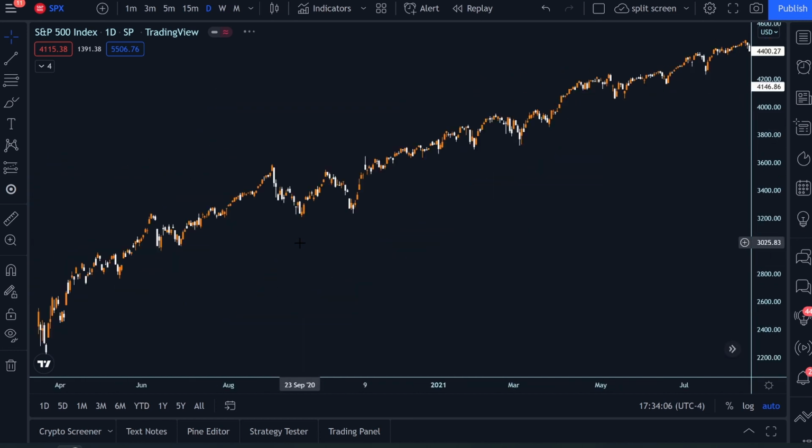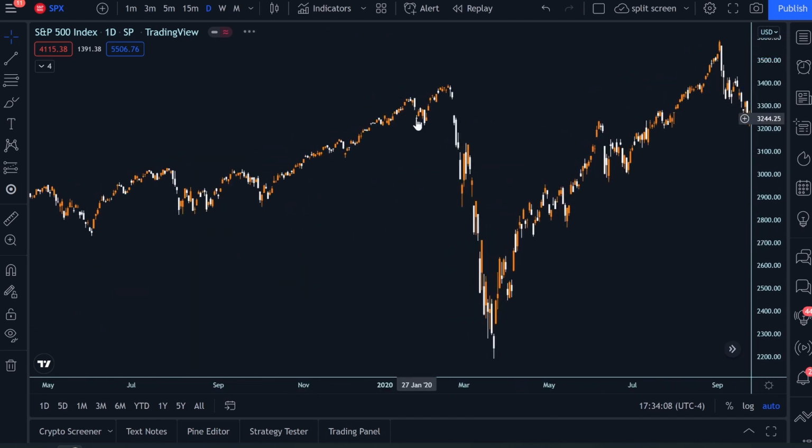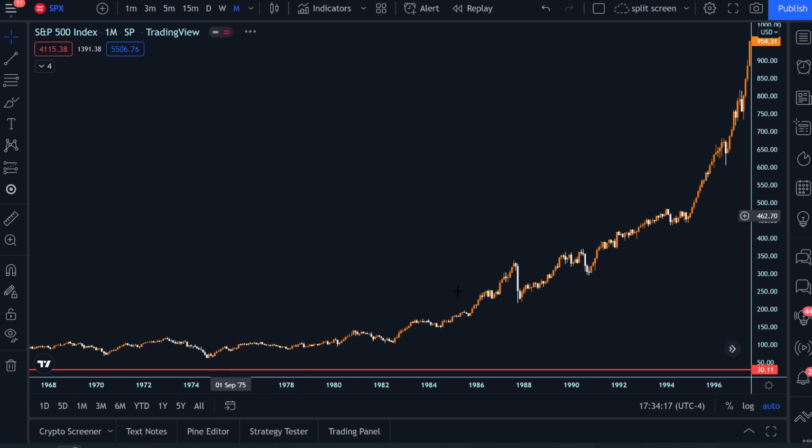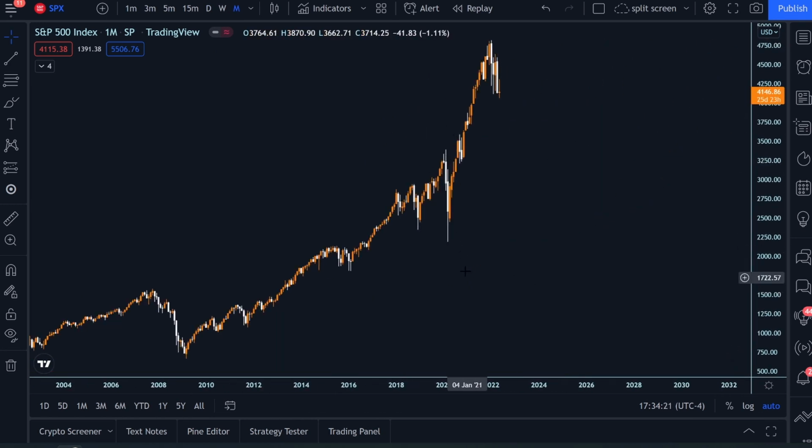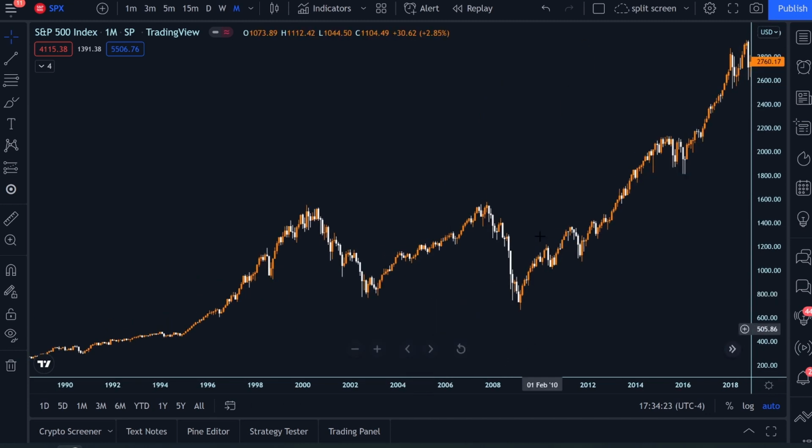Now, we could go back and we could backtest all day long. This right here was March 2020, the coronavirus crash, which really wasn't too bad when you really start to zoom out. And you could see right here was the crash. It was very quick, and then we recovered really quickly. This was 2008, and this was the dot-com bubble. So those were some pretty nasty crashes.